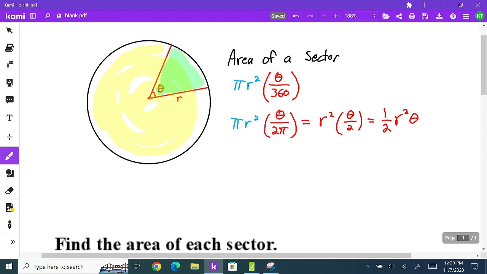Just like with arc length, I'd recommend starting with our original formulas and then simplifying after, because those are a lot easier to remember in their base forms. So let's go ahead and apply this in the question below.